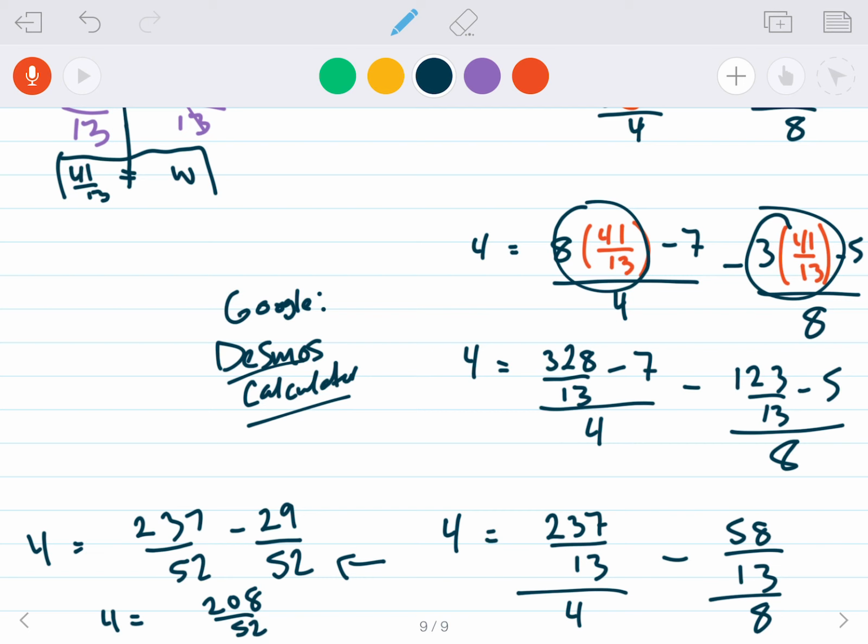I know this was a lot of work to check it, but if you're really dedicated, you can see that 208 over 52 is indeed equal to 4. But yeah, that's how you can check it. Again, you can use Desmos and just literally put your answer in like that. So let me show you how to do this. Actually, let me go ahead and write this down so I know exactly what to do.